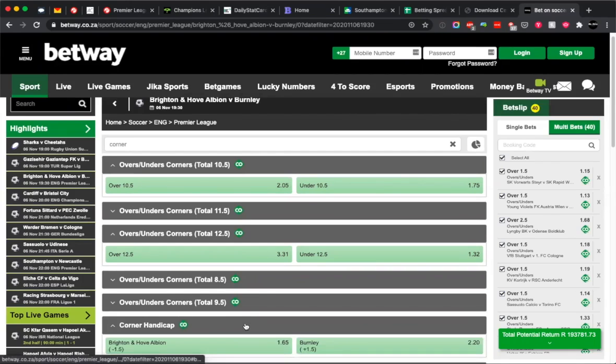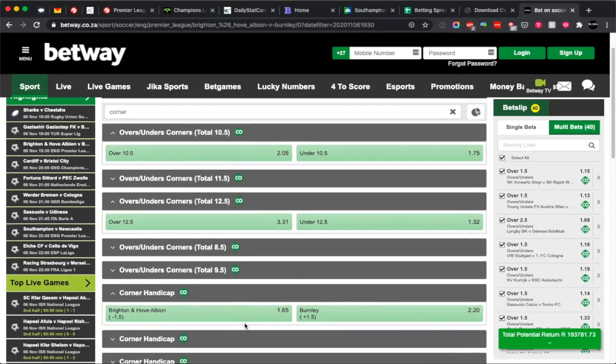With what they call the corner handicaps, I'm trying to find the best way to describe these. You're giving one team more corners than the other when the game starts, or you're giving one team less corners. So if you look at the Brighton game, it means that when Brighton starts this game, they'll start with 2 corners less than Burnley, but they have to score more corners than Burnley. So in this case, they would have to have at least 3 corners more than Burnley to win. That's what the handicap market is.